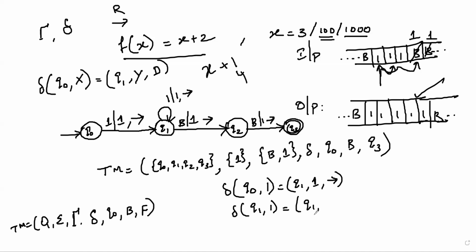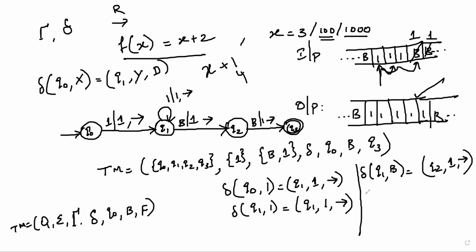So Q1. What is the change of that symbol? There is no change. Same symbol, so 1. What is the direction? Right direction. Okay. What is the one more transition function for Q1? It is the straight line, right? What is the symbol? Blank. Input symbol is blank. Where is it going? Q2. What is the change? 1. What is the direction? Right direction. So next, we can take the Q2 state.